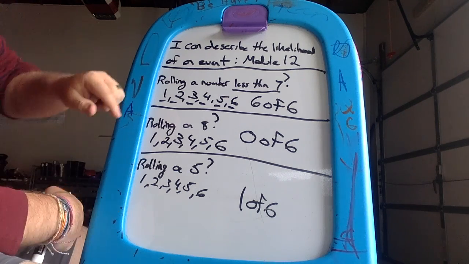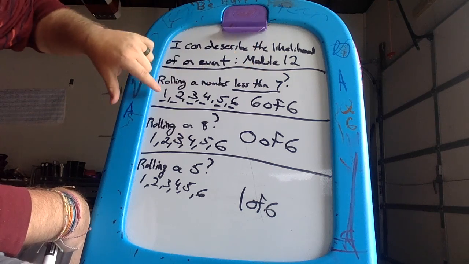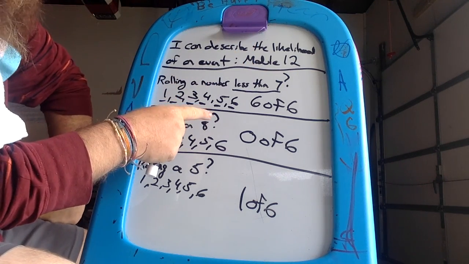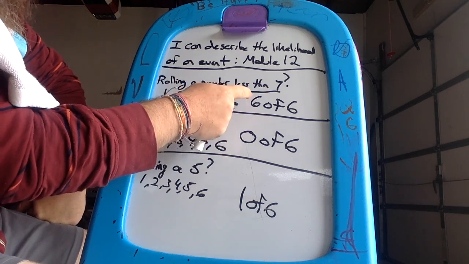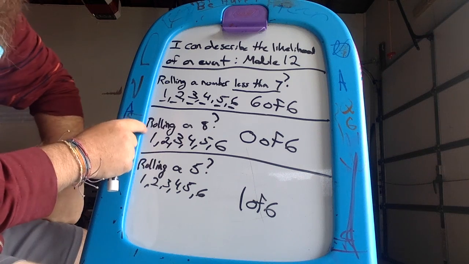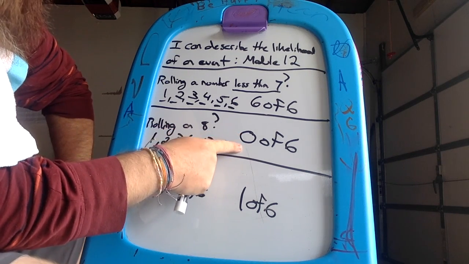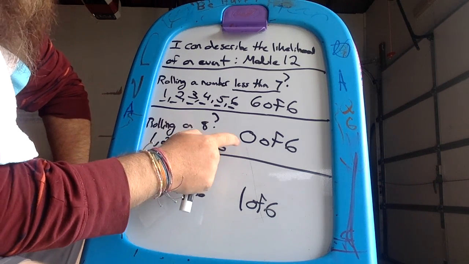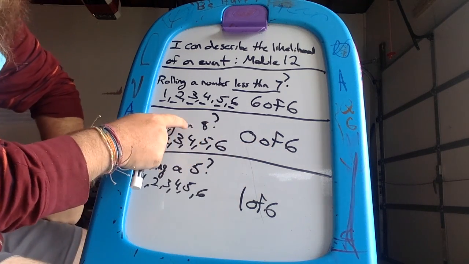So if I said rolling a number less than 7, on the dice there's only 6 sides. So the chance of me getting a number less than 7 is going to be great. Every time I roll the dice, I have a chance of 6 of 6. And when I need to roll an 8, I know that the dice has no number as great as 8. It would be 1, 2, 3, 4, 5, 6. It would be a 0% chance, 0 out of 6, to get me an 8.